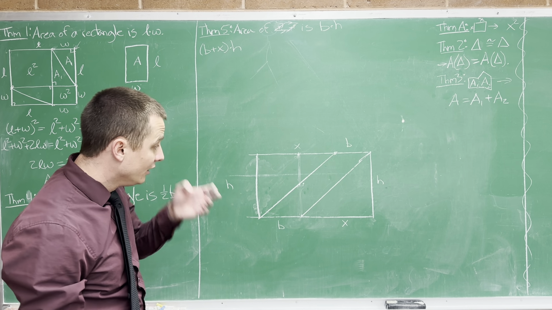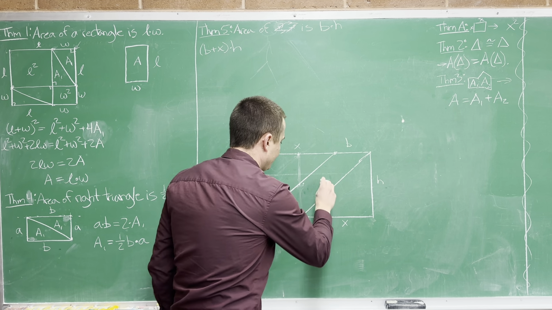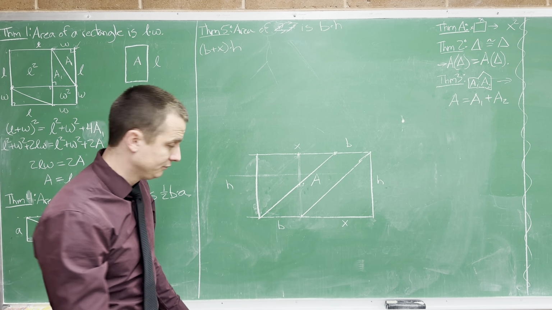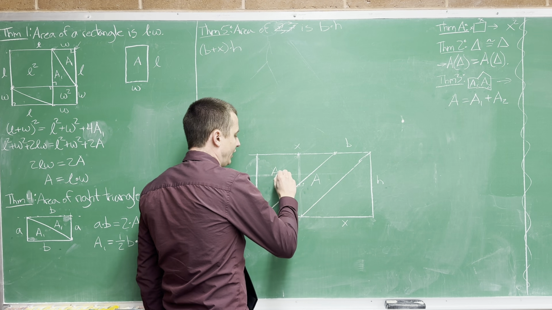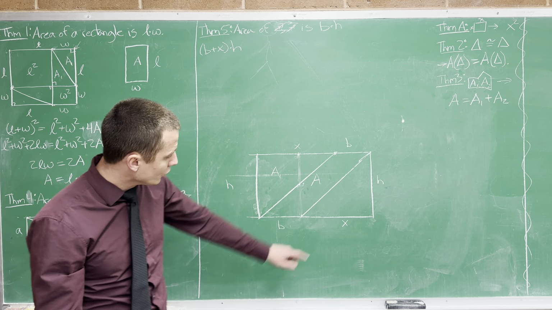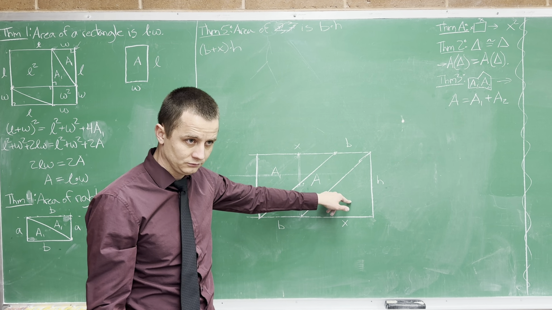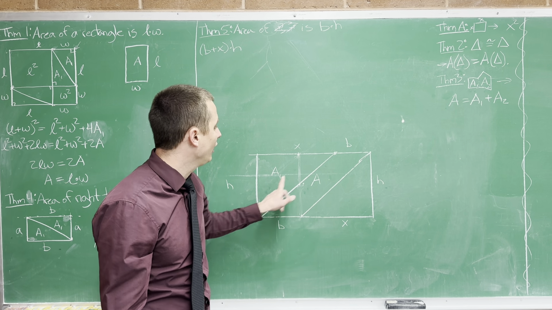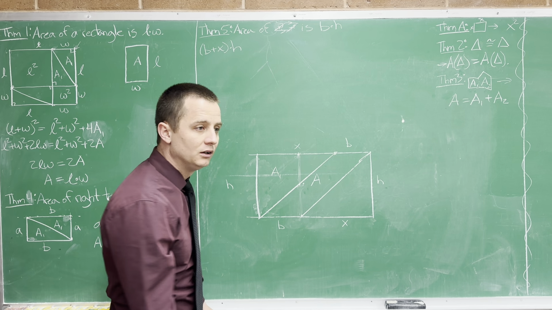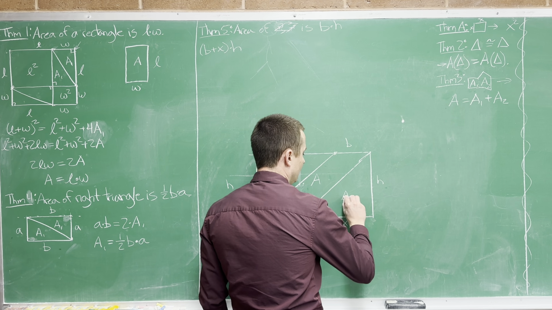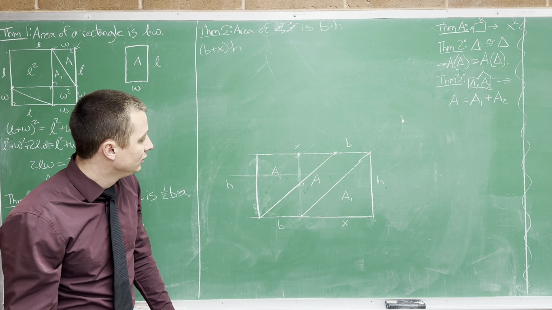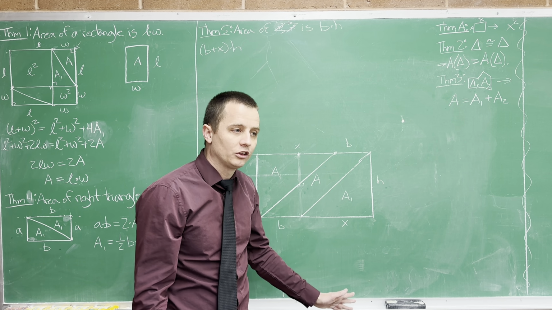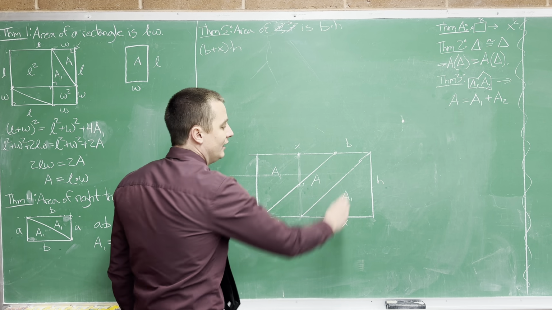Now, let's start marking these areas. We'll call A the area that we care about. That's what we're trying to find. I'll call this one right here A1. What should we call that area? It's the same area. How do we know it's the same area? Side, angle, side is one way you could have thought about it. You could have also thought about it as side, side, side.